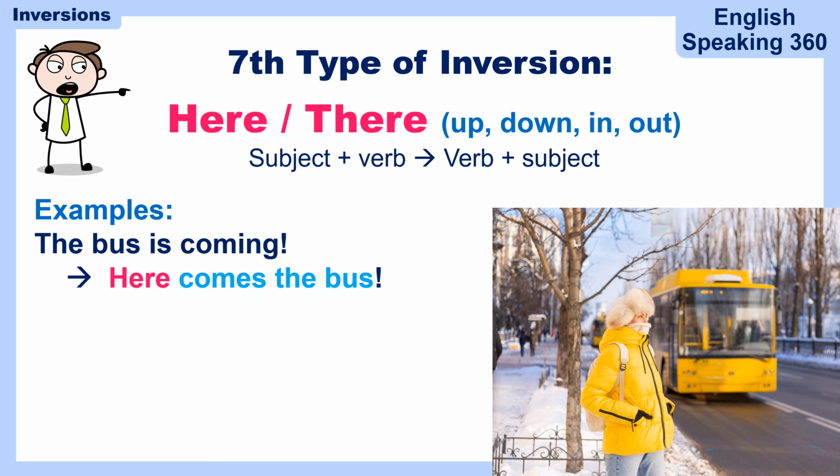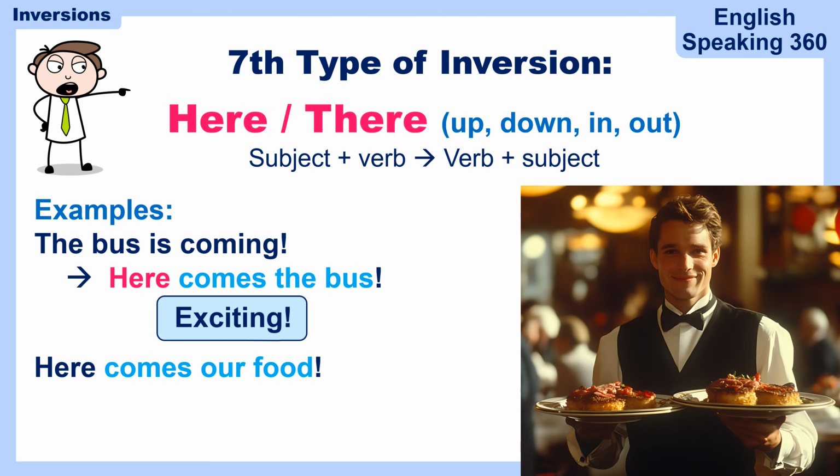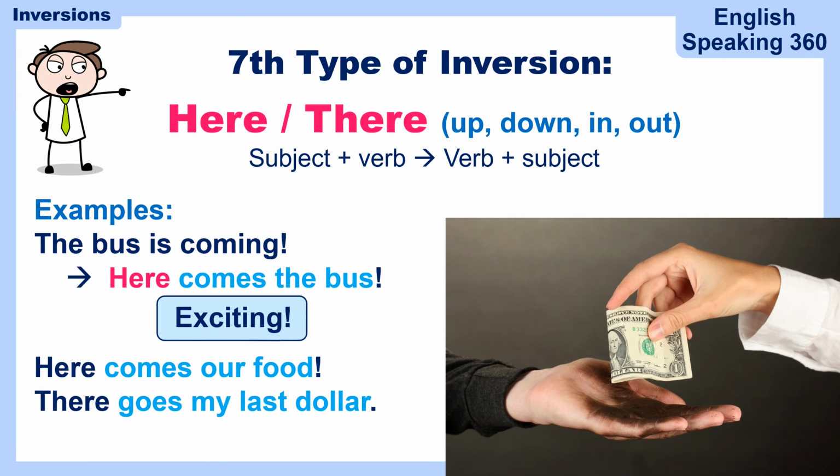Why do we say "here comes the bus" instead of "the bus is coming"? You can say the bus is coming, it's totally fine, but "here comes the bus" is more exciting. Here comes our food. So if you're at the restaurant and you see the waiter coming with 2 plates and you're like, oh my gosh, here comes our food, yay! There goes my last dollar.